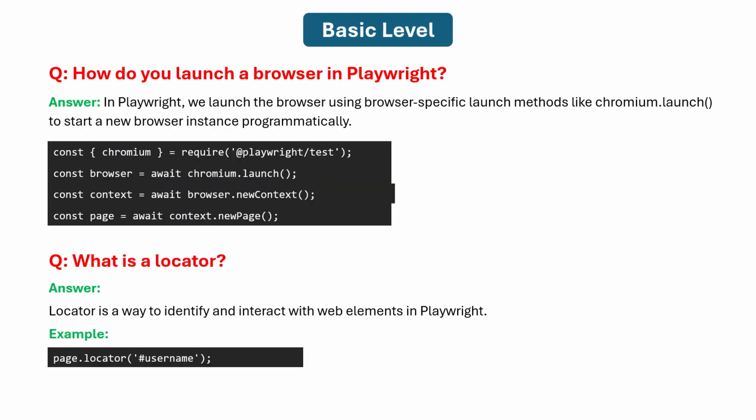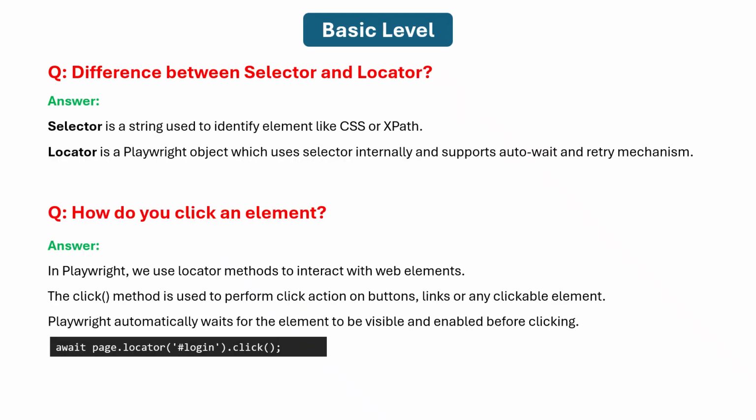How do you launch a browser in Playwright? In Playwright, we launch the browser using browser-specific launch methods like chromium.launch to start a new browser instance programmatically. What is a locator? A locator is a way to identify and interact with web elements in Playwright. Difference between selector and locator? A selector is a string used to identify an element, like CSS or XPath. A locator is a Playwright object which uses a selector internally and supports auto-wait and retry mechanism.